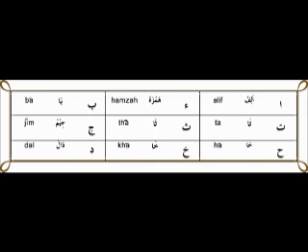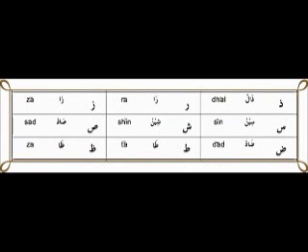Dal, dal. Dhal, dhal. Now notice that when I said dhal, I also put my tongue in between my teeth. This is the same thing as the tha. So we say tha and we say dhal instead of saying sa and zal. Ra, ra. Za, za. Sin, sin.